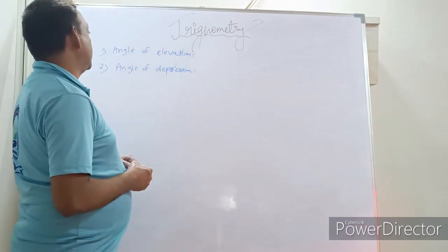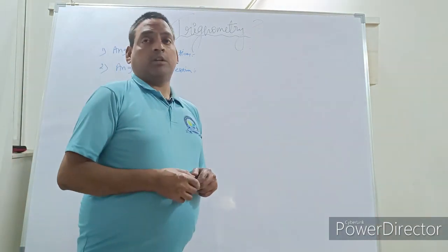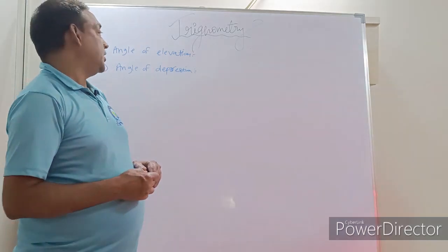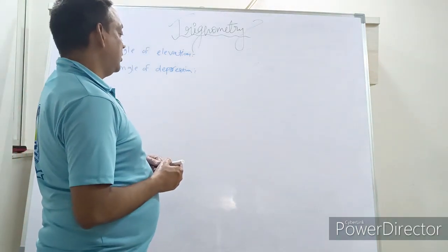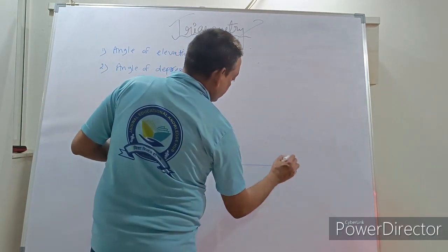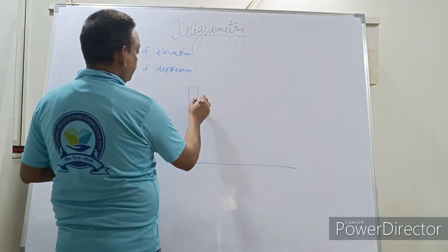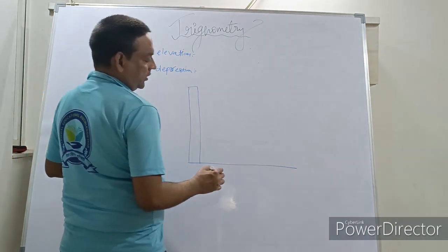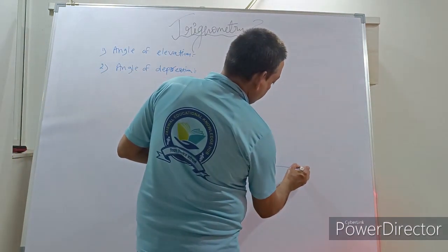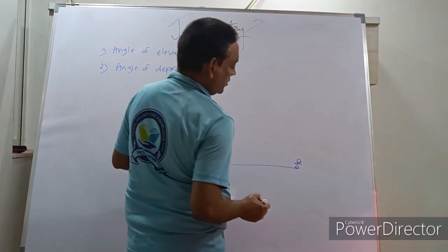So let's do angle of elevation and angle of depression. First of all, what is the meaning of angle of elevation and angle of depression? Let's take an example here. Suppose this is a road, and on the side there is a building, and here one person is standing.